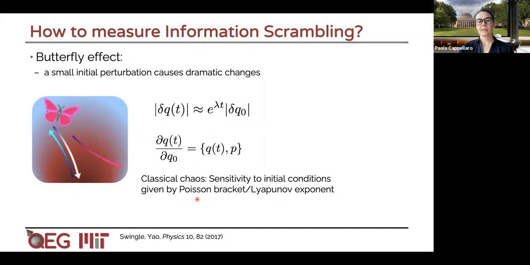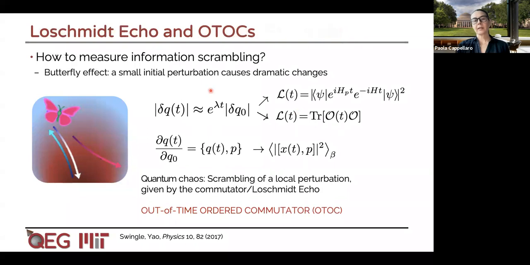For quantum systems, the same metrics that are typically used in classical systems are not as good because of the unitarity problem. If you have a slightly different initial state, this doesn't really give rise to this dramatic change. And we need to find some new metrics to study this scrambling. So what we can do is to look at something which is similar to this Lyapunov exponent, which is, if you want, the sensitivity to initial conditions.